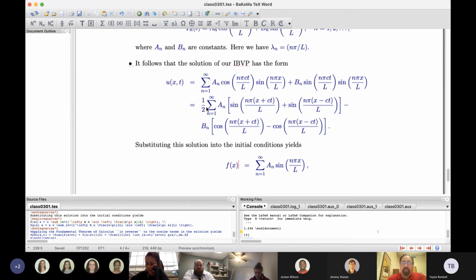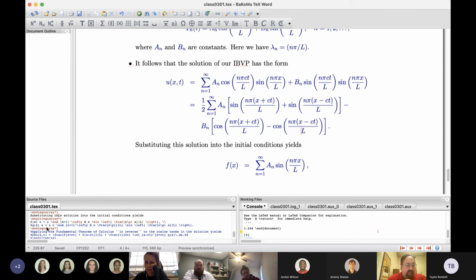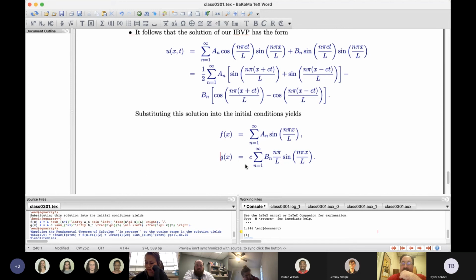Similarly, if I take the derivative of this whole thing with respect to t and then plug in t equals 0, this part will go away and this part will remain. And I set it equal to g(x), and this is what I get. So b_n times c times n pi over L, all of that together, those are the Fourier sine coefficients of g(x).